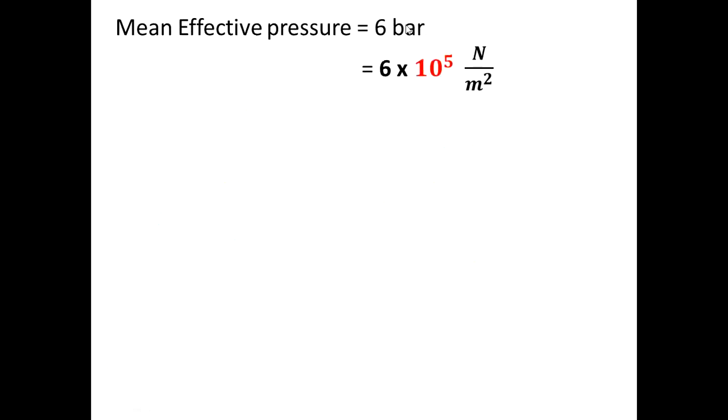The mean effective pressure is given as 6 bar. So you have to turn this into Newton per meter square: 6 into 10 to the power 5 Newton per meter square.